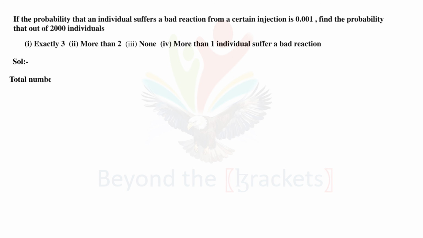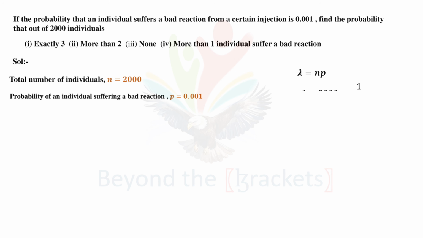Here, total number of individuals considered n is equal to 2000. Since we are finding the probability of individuals suffering a bad reaction, that will be considered as a success p, which is given as 0.001. We know that for Poisson distribution, lambda is equal to np. Substituting the values of n and p, we get lambda is equal to 2.